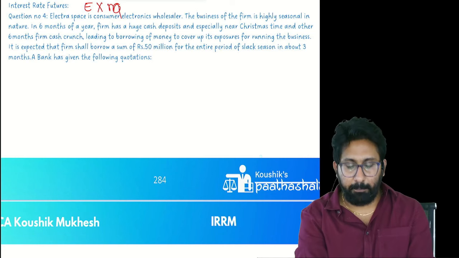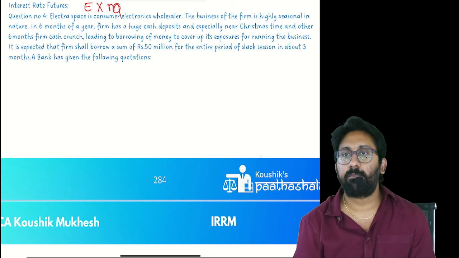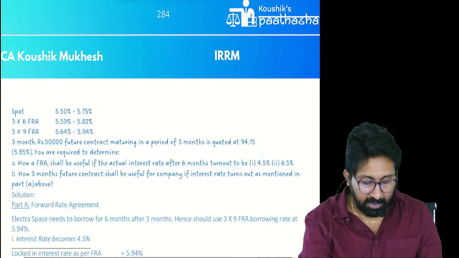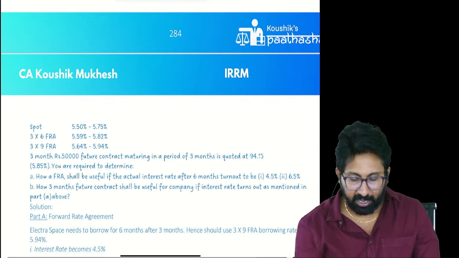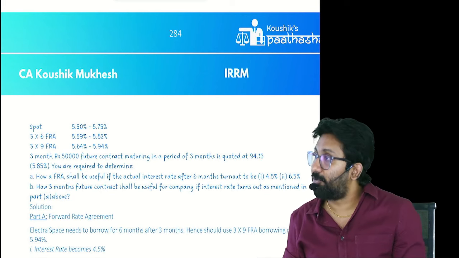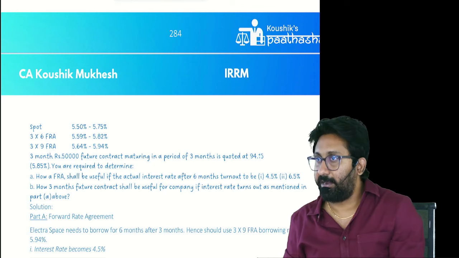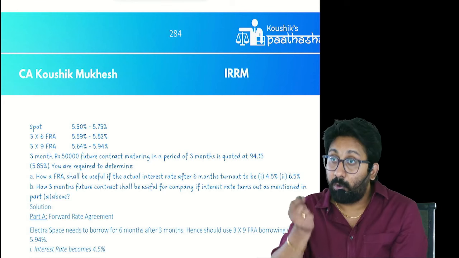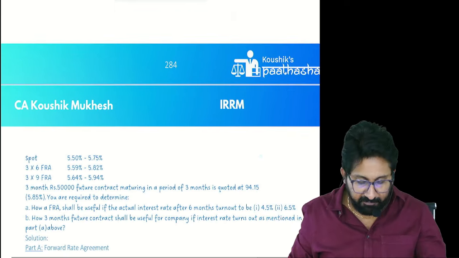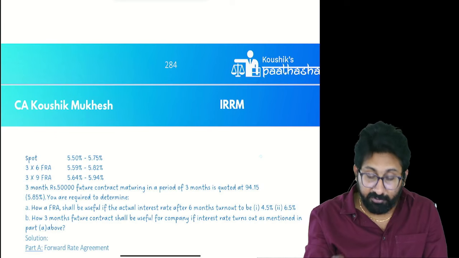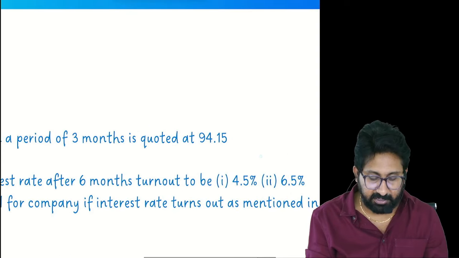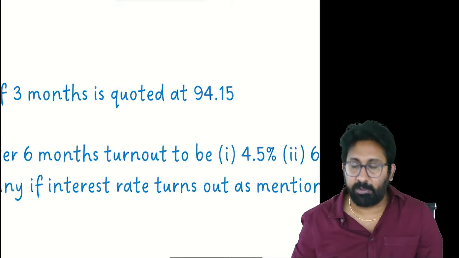We are borrowing, depositing, at what rate? In an interest rate market, I have to borrow it, say at 5.94. Correct or not? The problem with the futures market is, in futures, interest rates can't be traded. What can be traded? Rupee terms of interest can be traded. In the futures market, a 3 months, 50,000 future contract with maturity period of 3 months is quoted at how much?